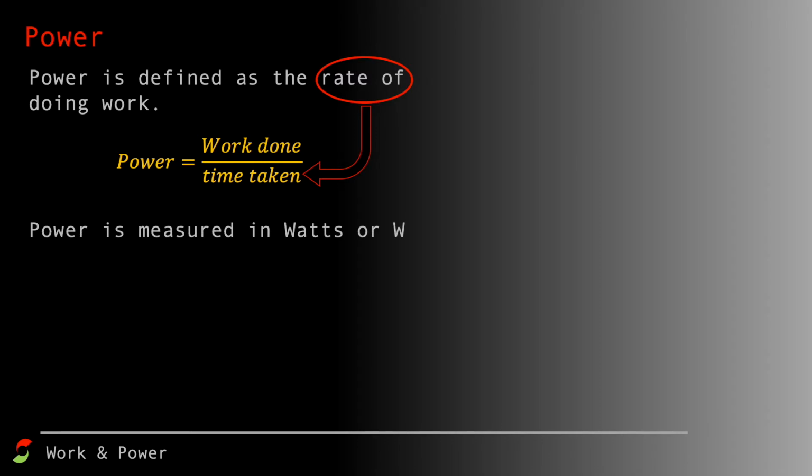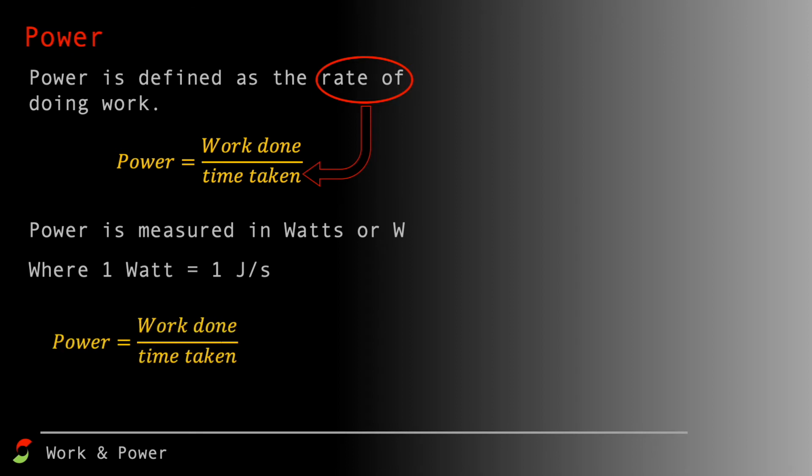We measure power in watts, and that means that we can also say that 1 watt is 1 joule per second. If we look carefully at the equation again, and we know that work done is measured in joules and time taken in seconds, we can see why power is measured in joules per second. But most of the time we don't say joules per second, we just refer to it as the watt.